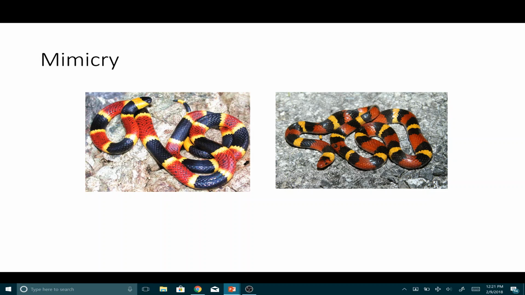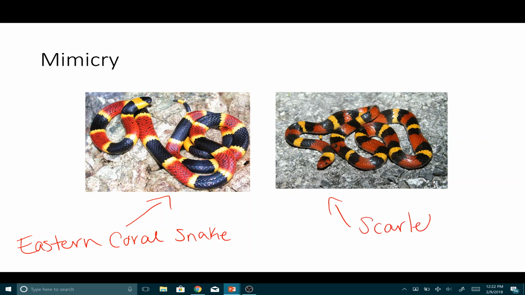If you said the one on the left is venomous, you would be correct. So that is actually the eastern coral snake, native here to North Carolina. If you've ever heard of "red and yellow, kill a fellow; red and black, a friend of Jack," that's how you can tell whether the snake is actually venomous or not.